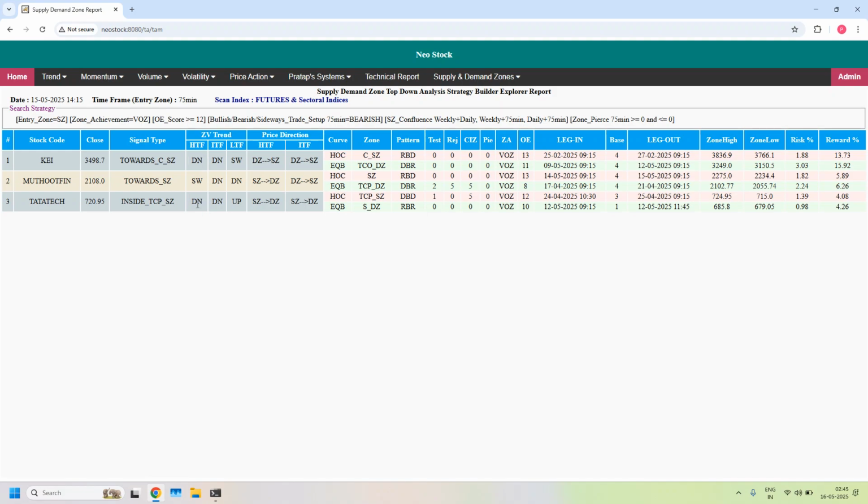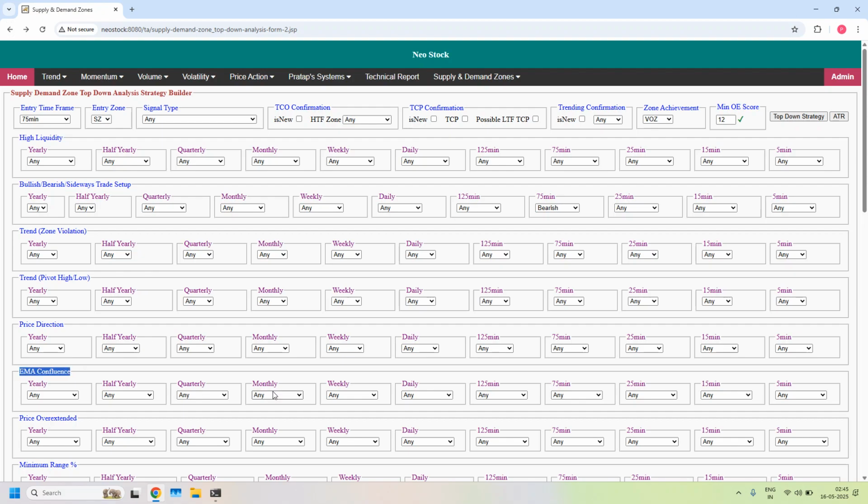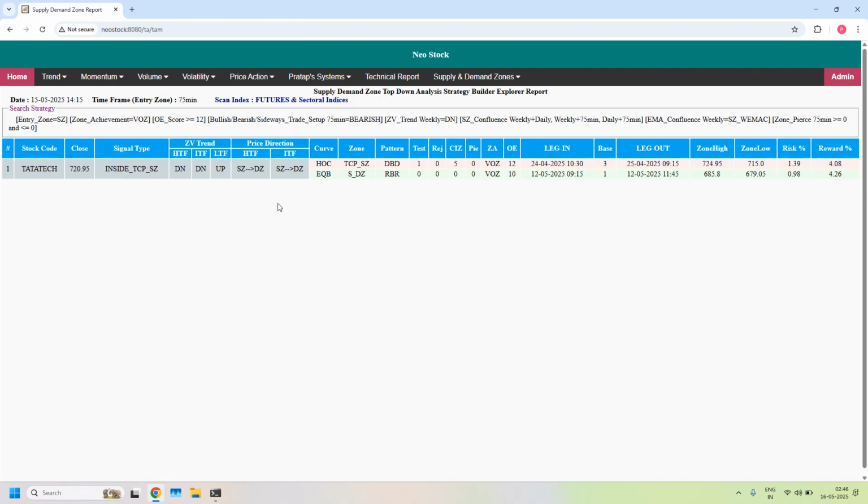Let's verify if any of the weekly supply zones have weekly EMA confluence. Weekly supply zone with weekly EMA, and also the trend should not be sideways on weekly. Selecting downtrend because it is a bearish trade setup. So one stock is filtered. So this weekly supply zone has weekly EMA confluence. Okay, this is about the bearish trade setup for weekly income trade.